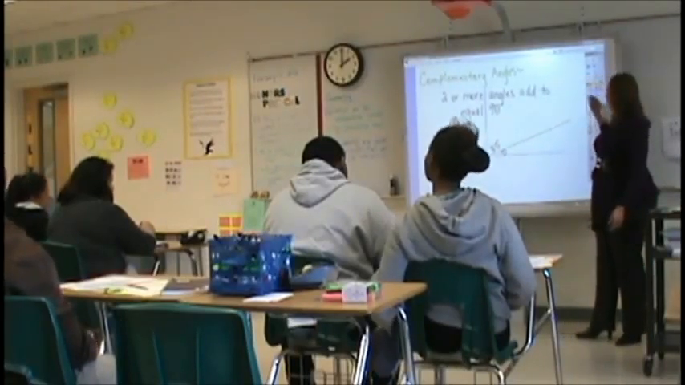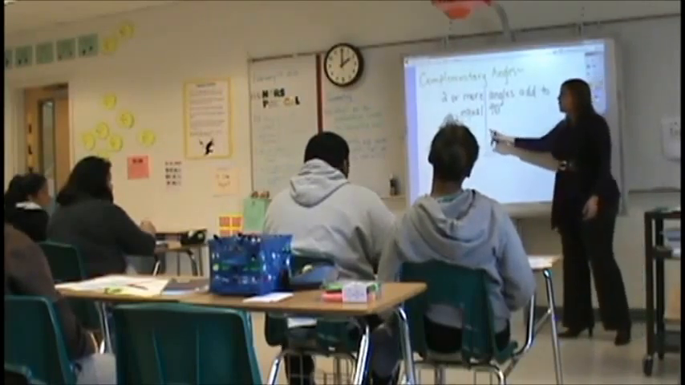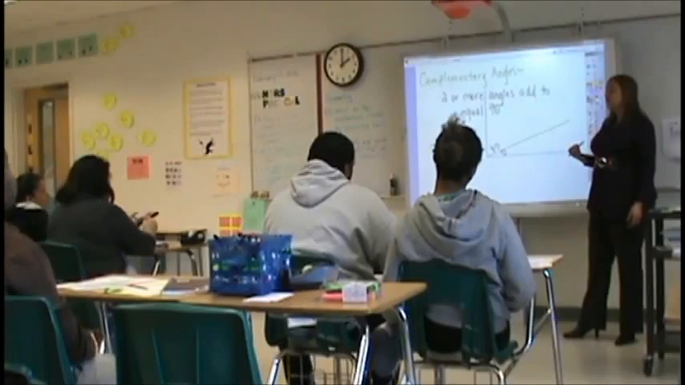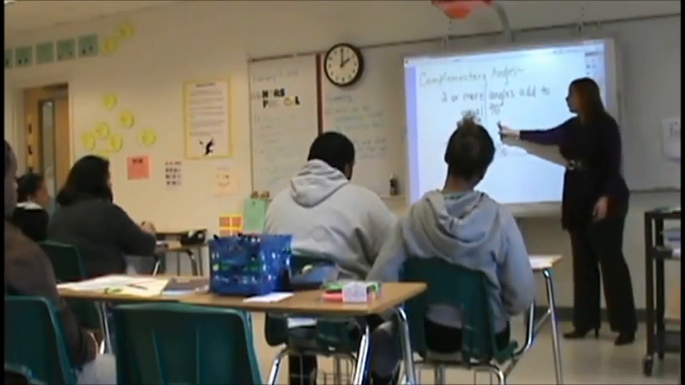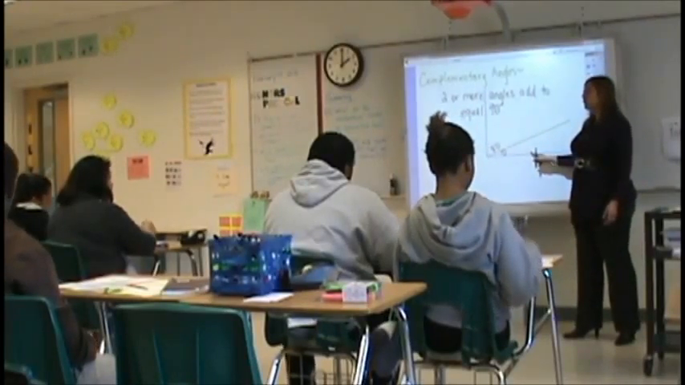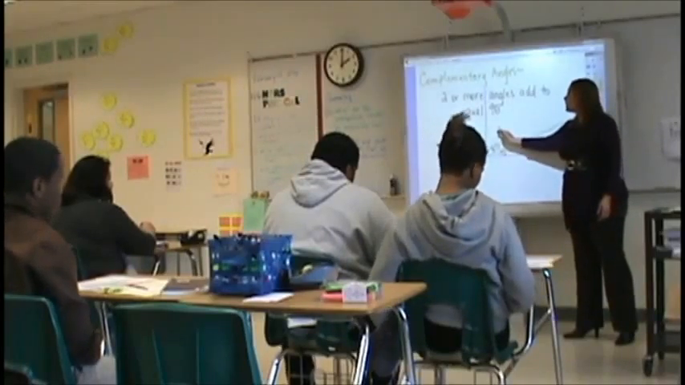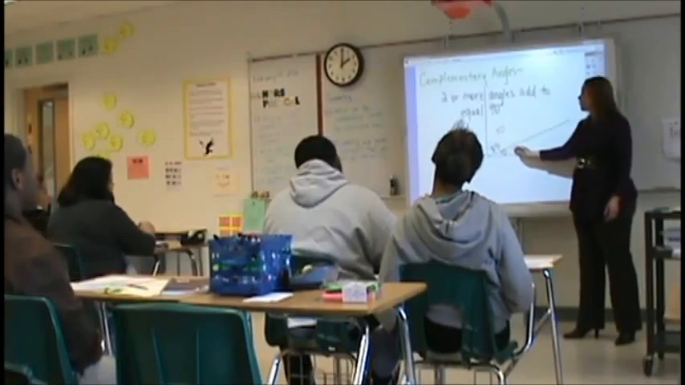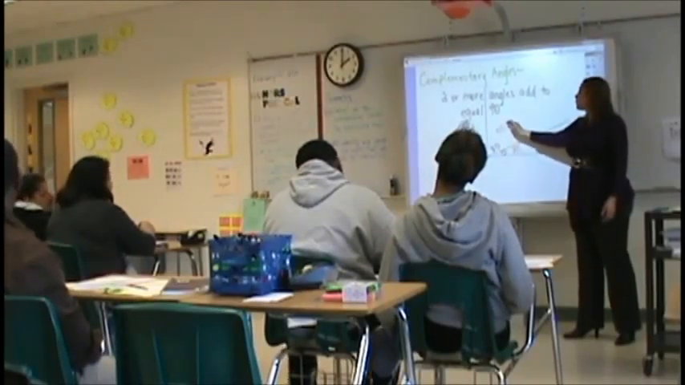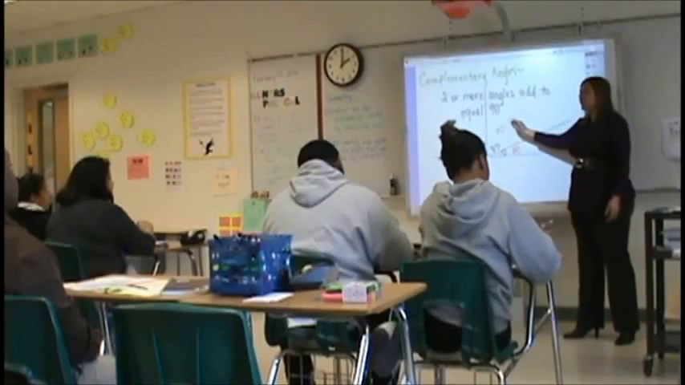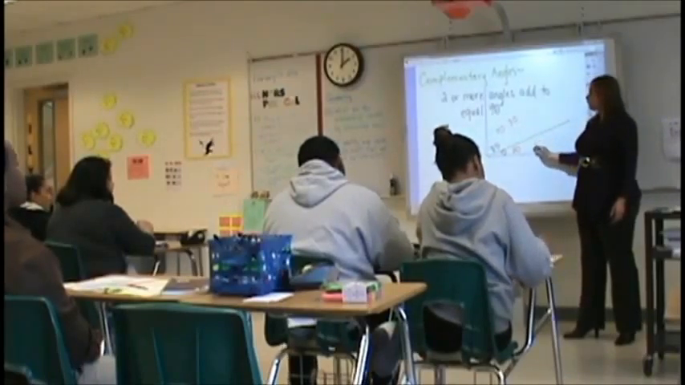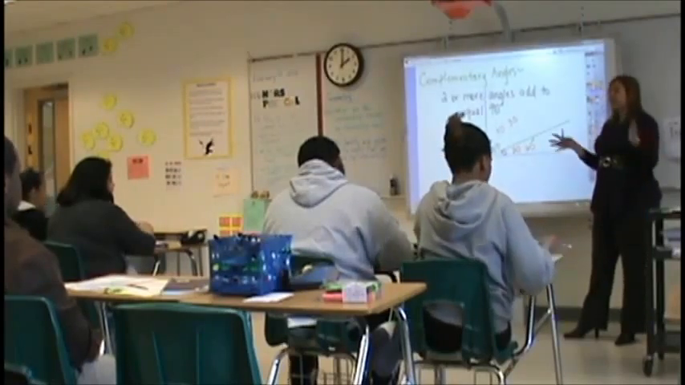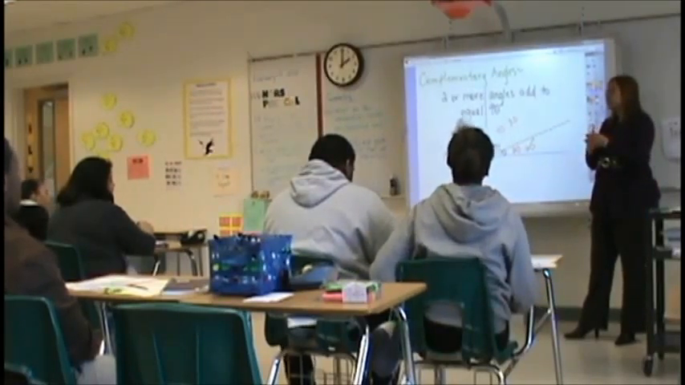Is everybody with me? What if these have to be congruent? Then they both will be 45. Then I would have 45, 45. What if this is 70? That'd be 20. If this one is 30, the other one would be 60. Together they have to add to equal what? 90.